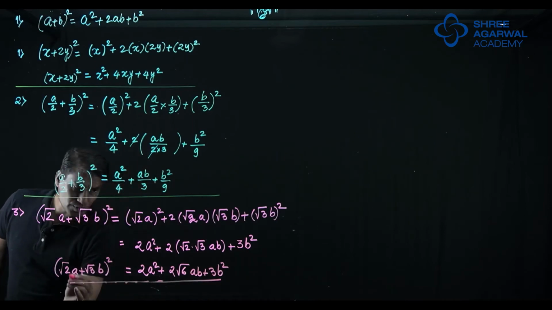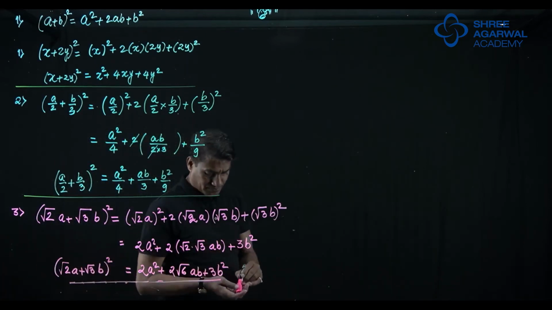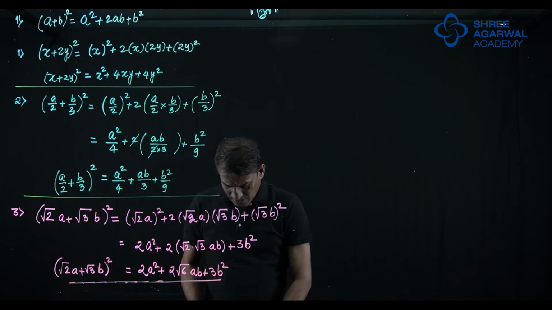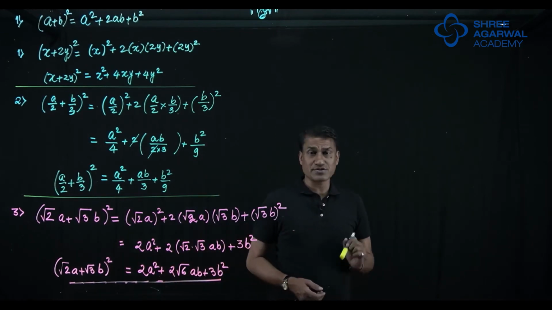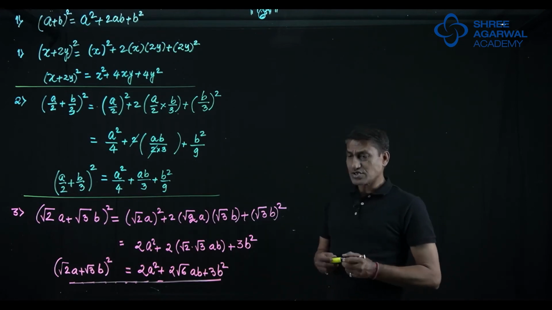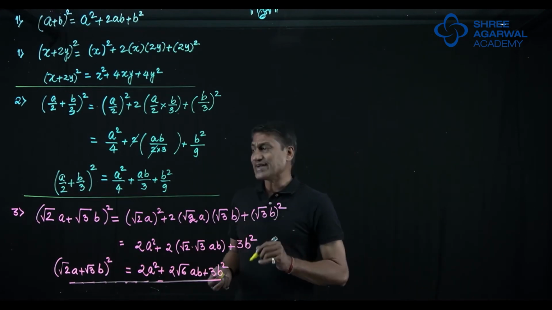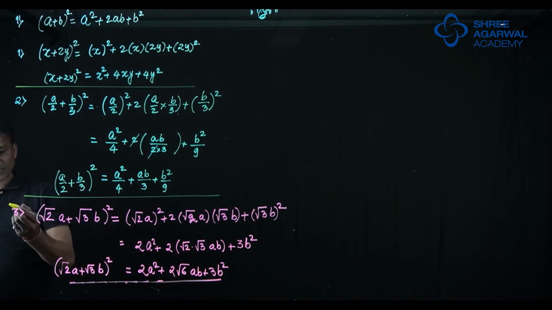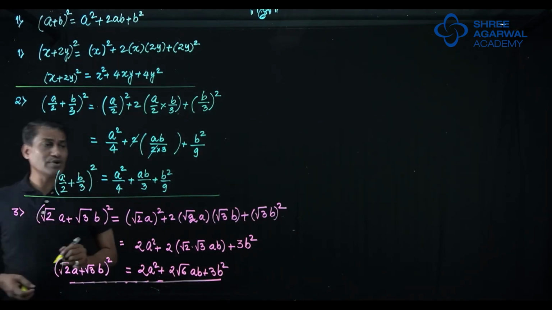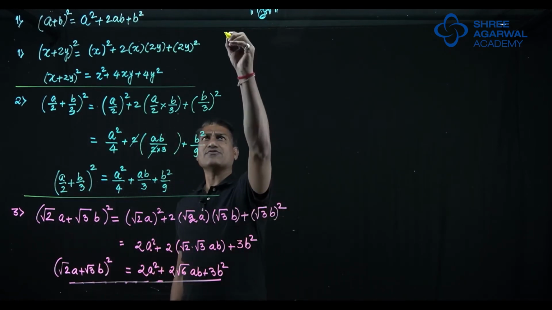I hope you understood the expansion. Then we will take a slightly different one in which we have decimal numbers. Some people find decimal numbers difficult, so we will use this and see how we get. So let us take the fourth example.